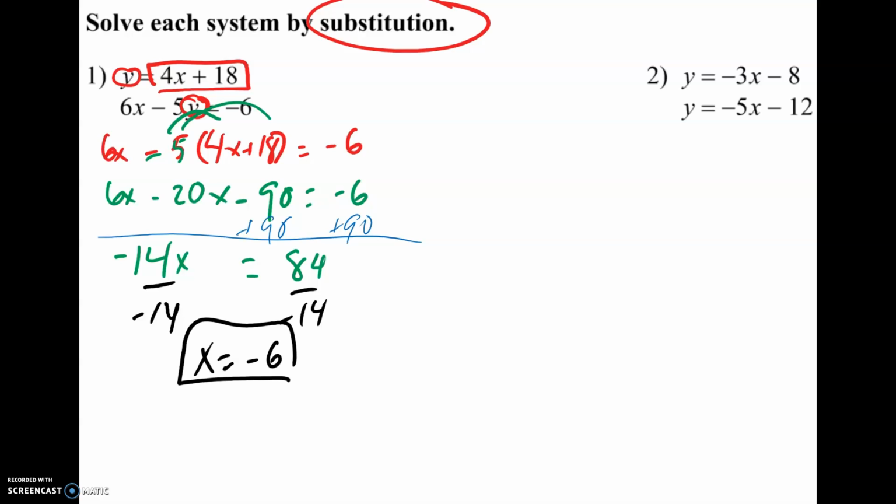All right, and then to get the y value, I can plug it into either one, but since y is already isolated here, it makes sense to plug the negative 6 into this one.